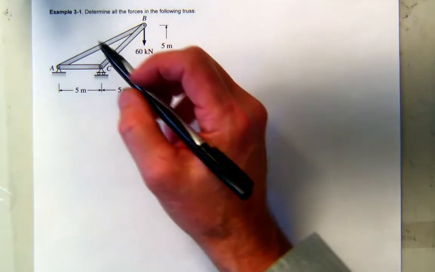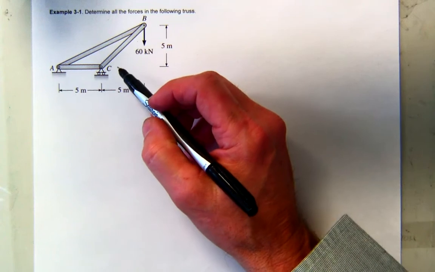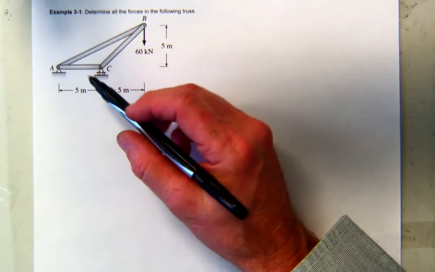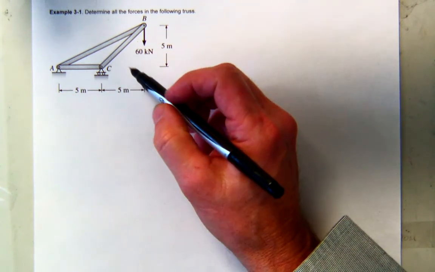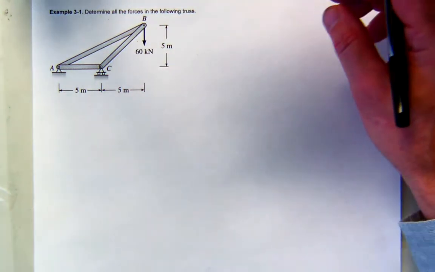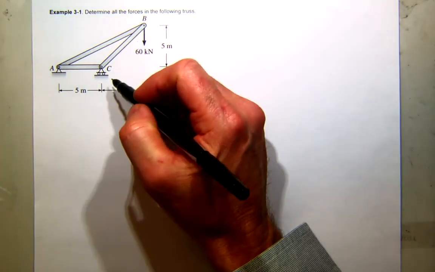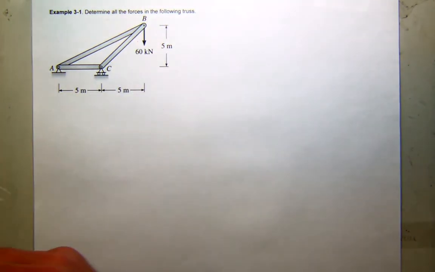All right, so we're going to work this problem. Our strategy we talked about before was, if we can, we want to try to find all the reactions first. And then we're going to work our way through this system joint by joint. Turn the light on. So let's see if we can do that first. Can we find all the reactions in this truss? I think we can.